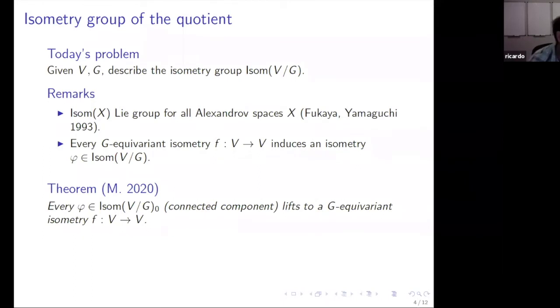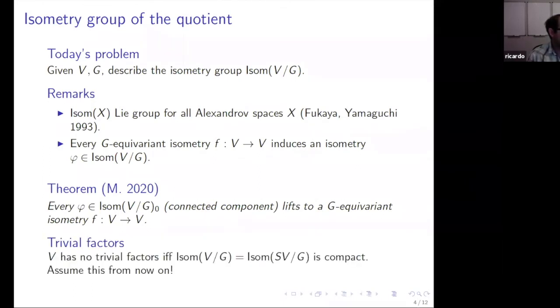That's the result I want to tell you today. So let me first tell you about trivial factors. We're going to start assuming from now on that the vector space, the representation, has no trivial factors, okay? So there's no fixed non-zero vectors in V fixed by G, okay?